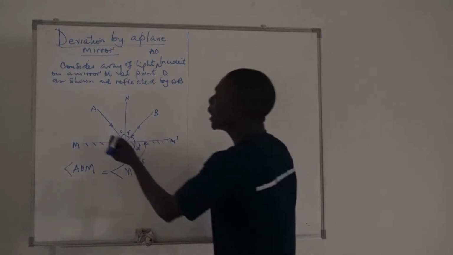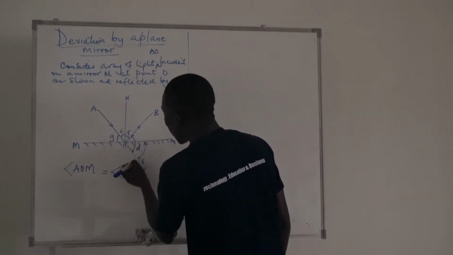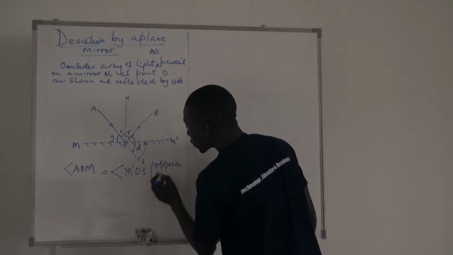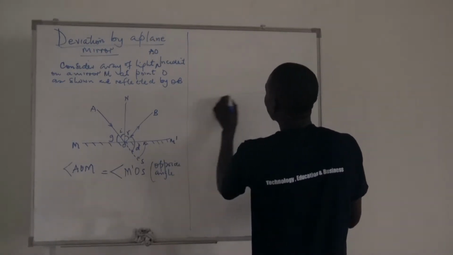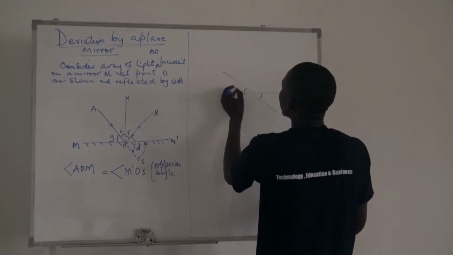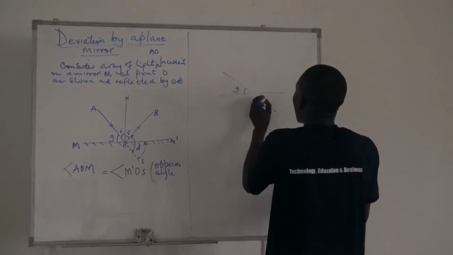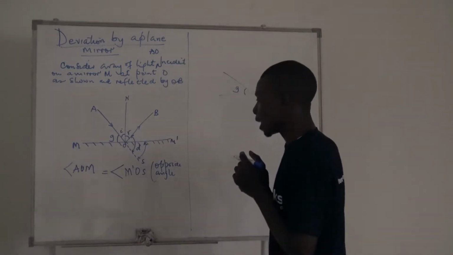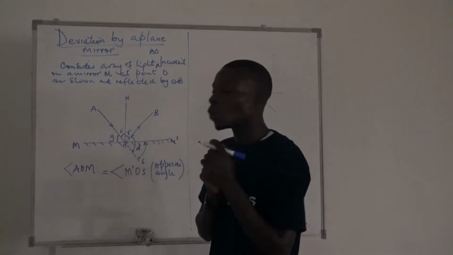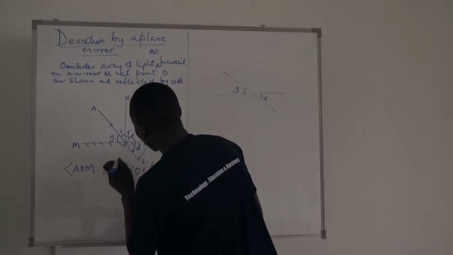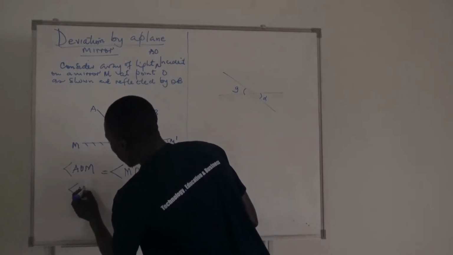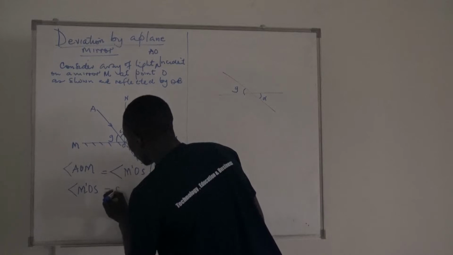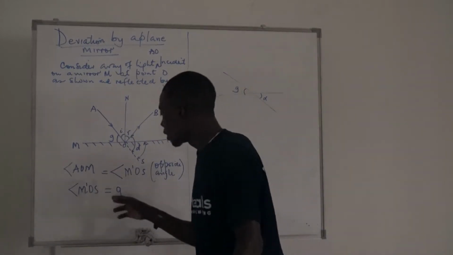Why am I saying that is equal? This angle is equal to this angle because they are opposite angles. Are we together? This angle is opposite to the other. This is G, so it will be equal to this angle here that we don't know the value of. Maybe you could call it alpha, theta, anything. These two angles are equal because they are opposite angles. So after giving the reason why they are equal, we can now say that angle M prime OS is also equal to G. Is that okay?